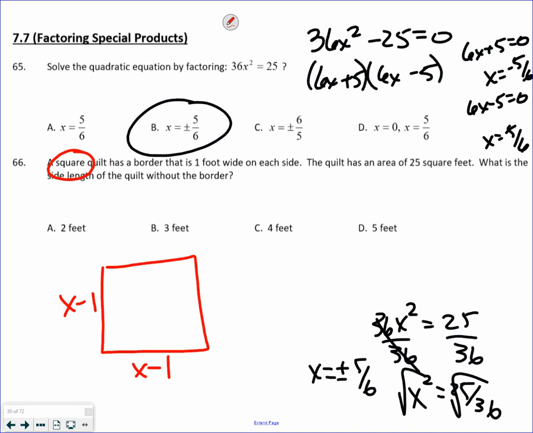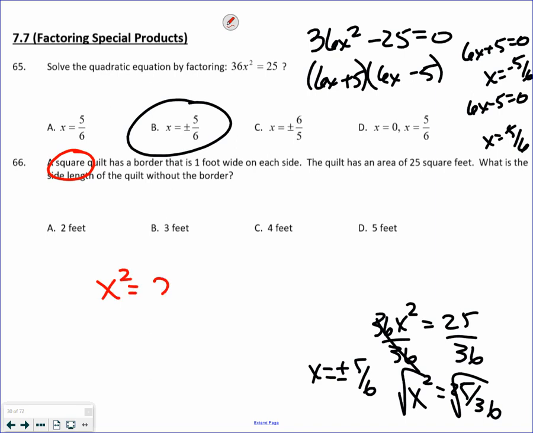So now, going back over here, hold on. So now you're talking about x squared equals 25. So x is equal to plus or minus 5. So 5 is the only answer there. The square quilt has a border of 1 foot on each side. The quilt has an area of 25 square feet. What is the quilt without the border? So if 5 is the quilt, then 4 feet is without the border.